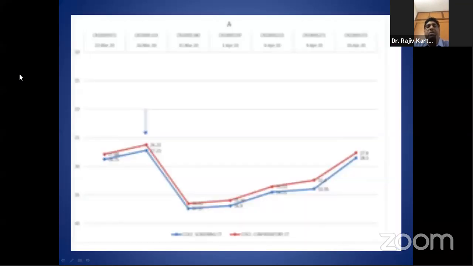Next. So what we saw was that this graph actually shows us the different points at which his test was done. And on the x-axis it plots his cycle threshold for the RT-PCR. And it shows that after the initial point where he was tested, there was a drop in the viral load, which means the cycle threshold went up. And then slowly it started coming down, indicating that there might be an increase in the viral load.